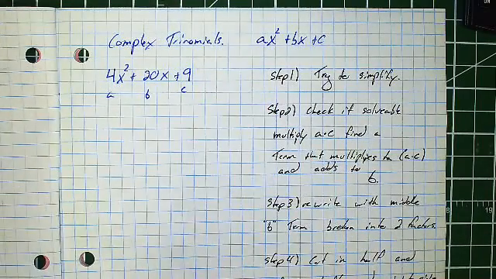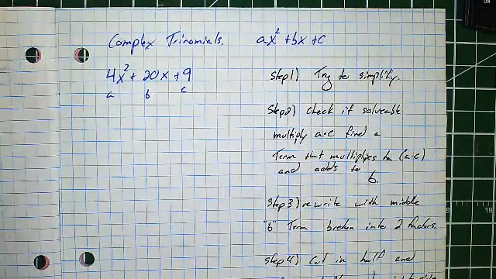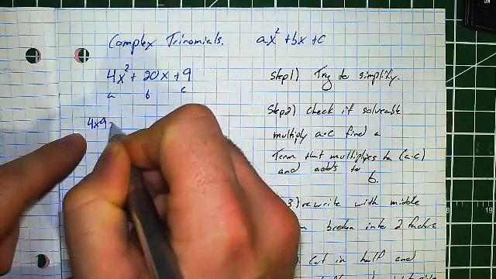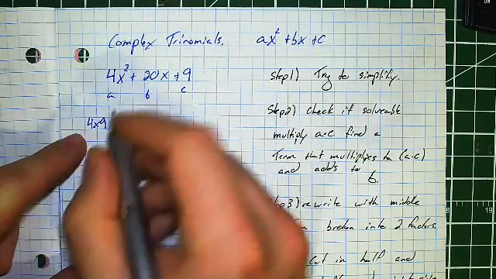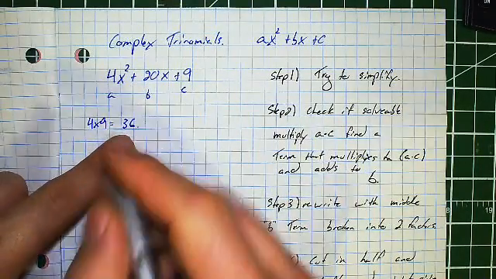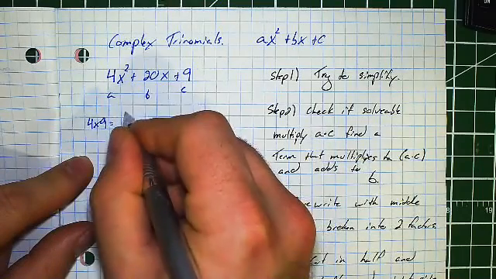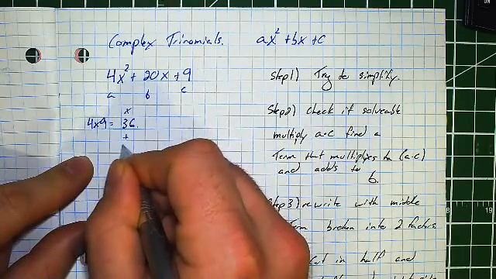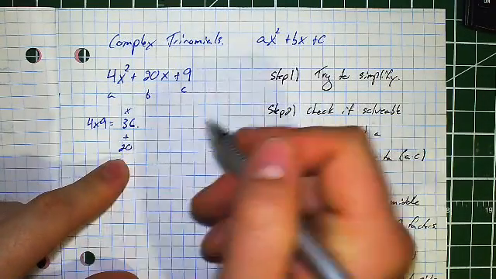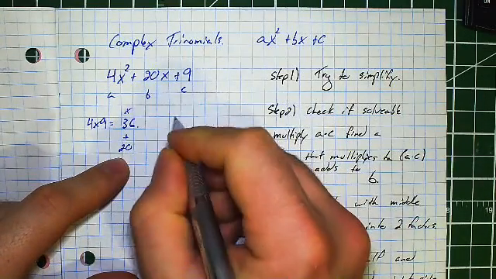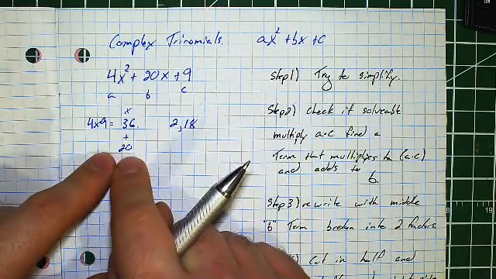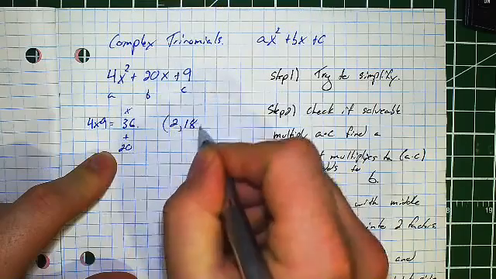That's also part of step 2 you have to do as well. So for us, 4 times 9, I know that is 36. So I have to find a term that multiplies to 36 and also adds to 20. I go through my list of multiples for 36, and I realize that 2 and 18 will multiply to 36 and add to 20. So 2 and 18 is a useful pair.